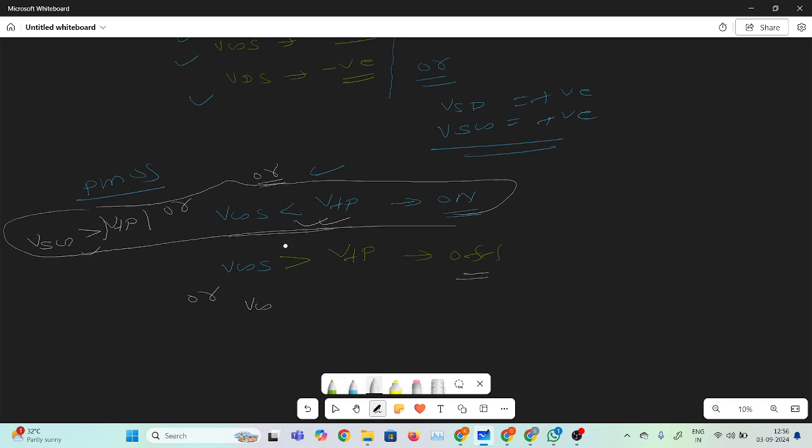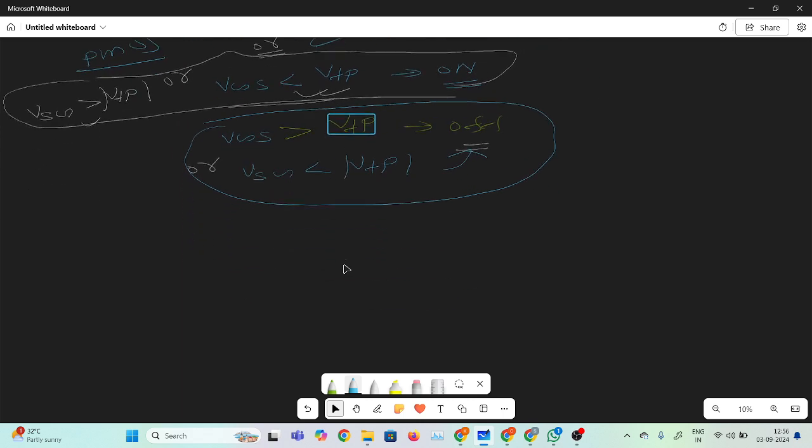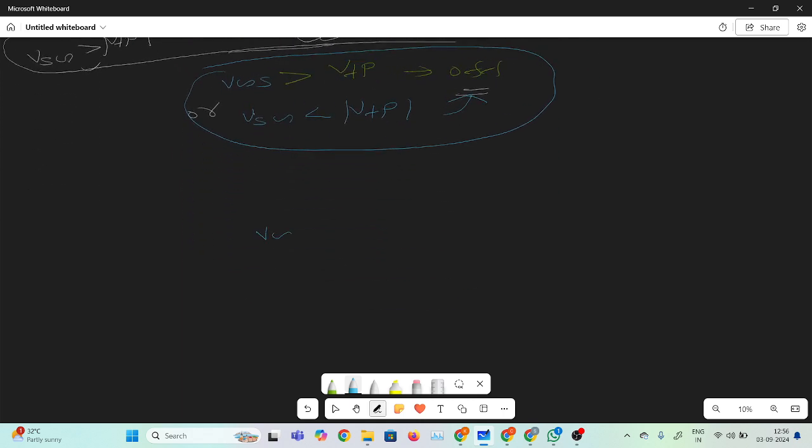If VSG is less than the mod of VTP, then it will be off. So these two forms are there. You can follow either, but I will always follow the first one. If you need to change the inequality: if VGS is less than VTP, then it will be on.